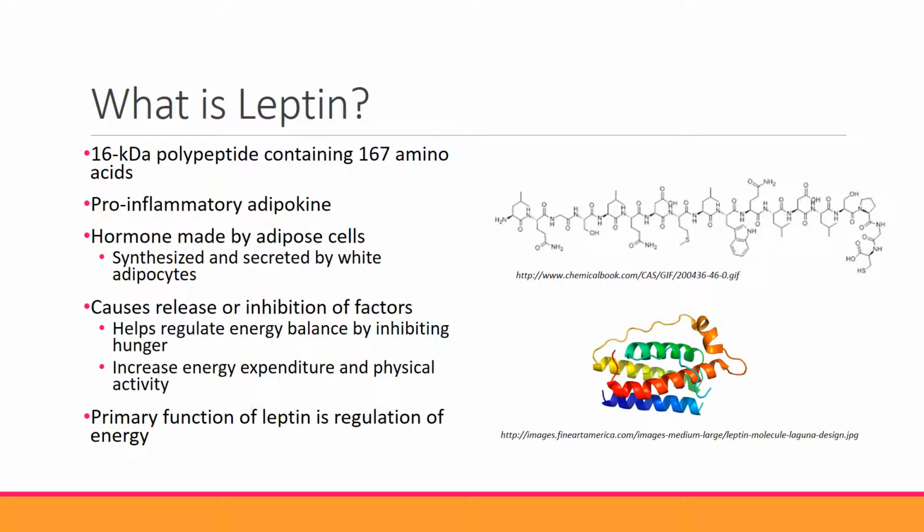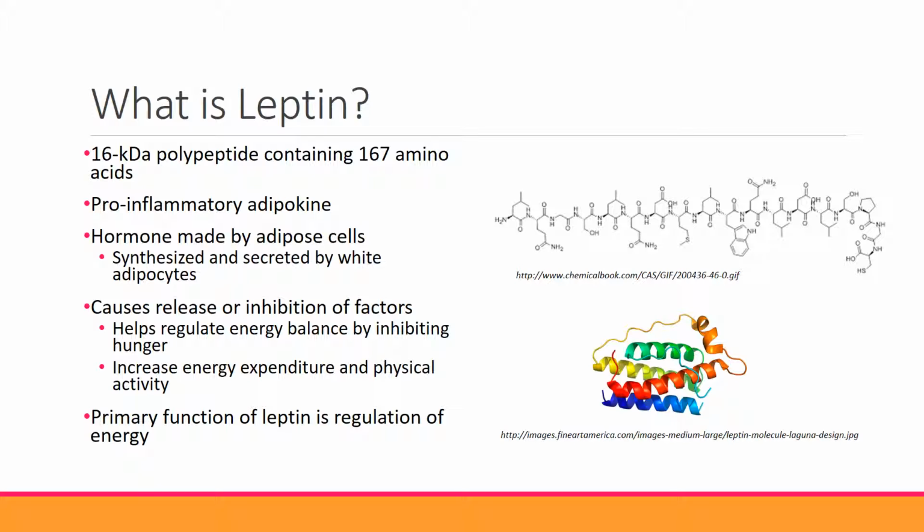What is leptin? Leptin is a 16 kilodalton polypeptide protein containing 167 amino acids. It is a pro-inflammatory adipokine, and adipokines are cytokines produced by the adipocyte. And cytokines are small proteins involved in cell signaling.